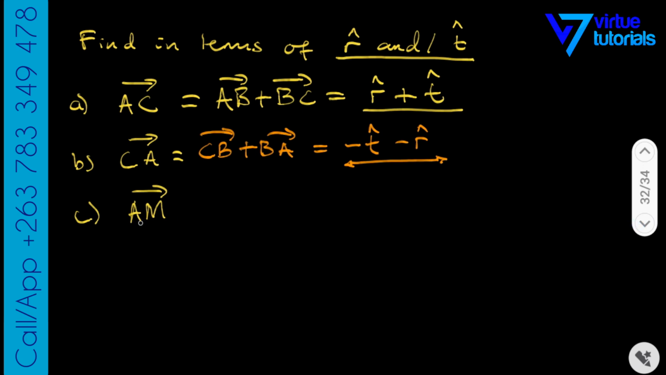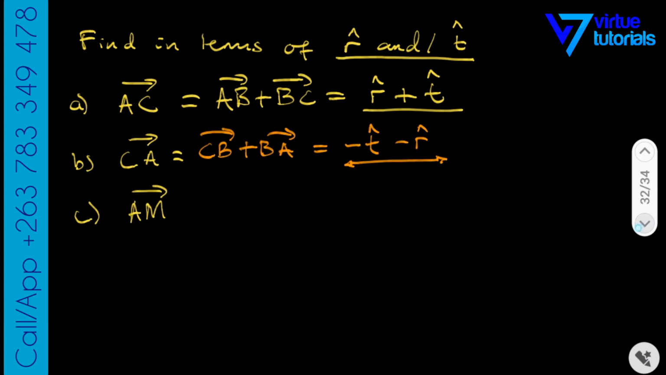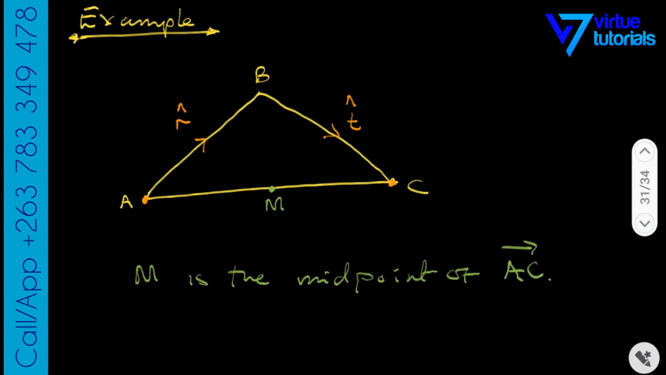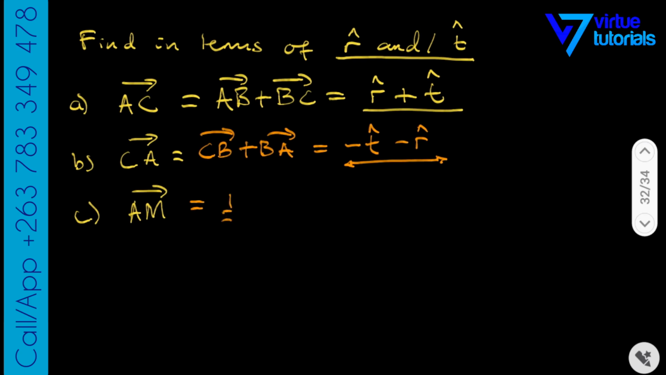Now, the last thing is A to M. We know that M is halfway between A and C. So A to M is half the distance of A to C. So we can write that: A to M is half of A to C. But we did find A to C.